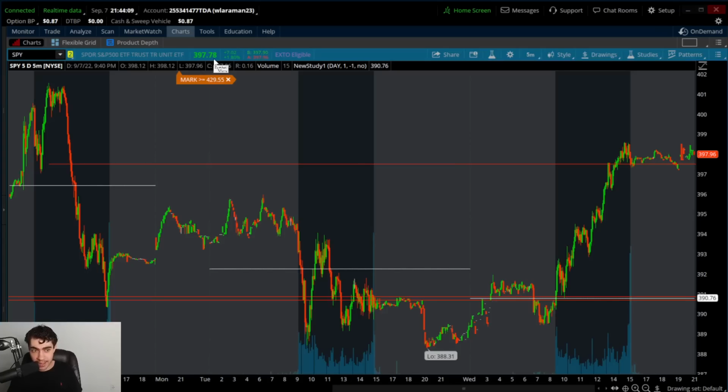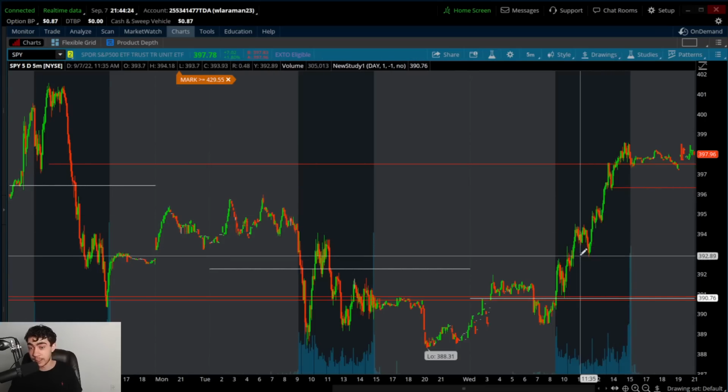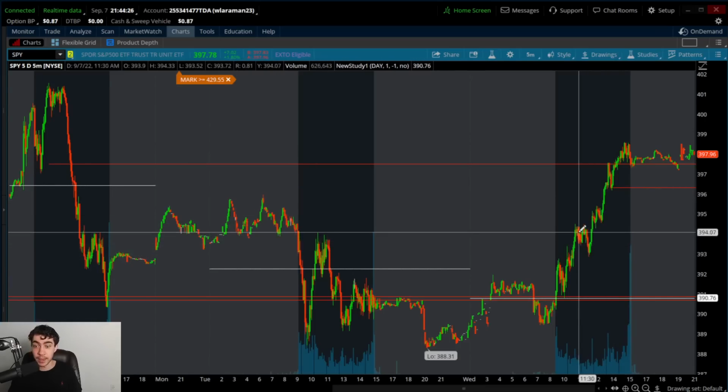Now, if it does react as a resistance level, how low will we go? We should be able to go to at least 396. I would say like 396 is where we would go. If that cracks, then 394. That's where I would say from there.